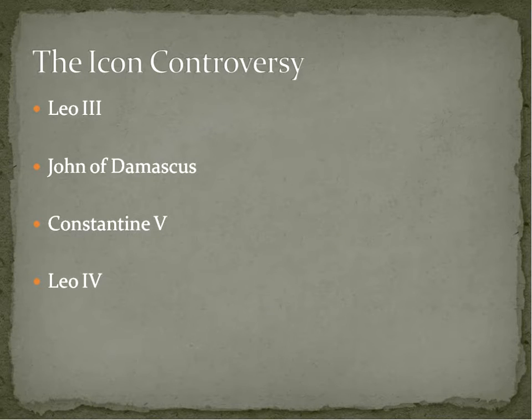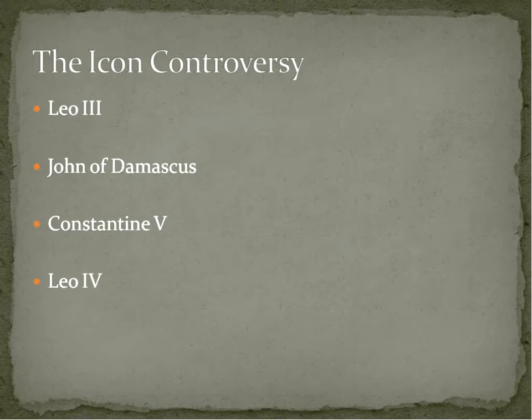Leo IV succeeds his father, Constantine. You get the impression that these guys had like two names they could choose from. Let's see, my name's Leo, so my son's name's Constantine. My name's Constantine, so my son's name's Leo. He is raised as an iconoclast, right? Because his father is very against the images.